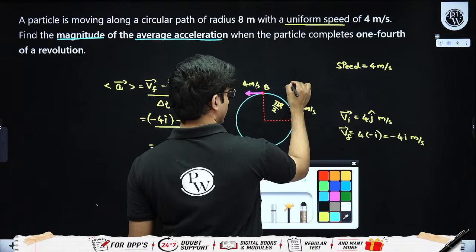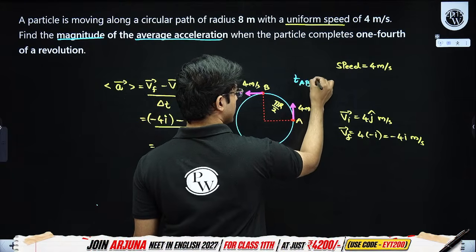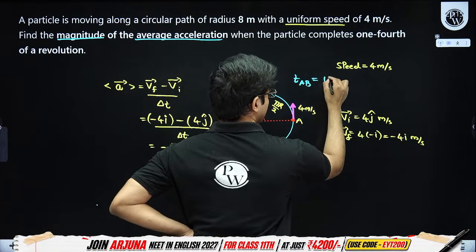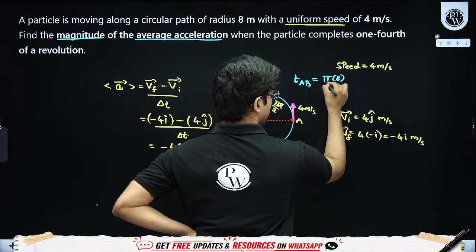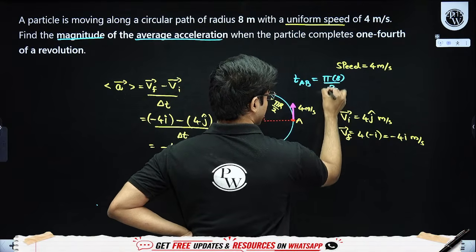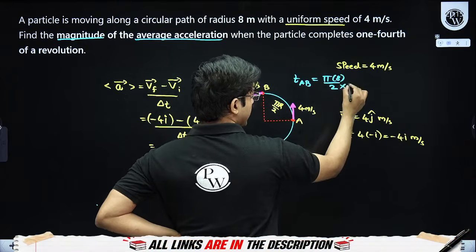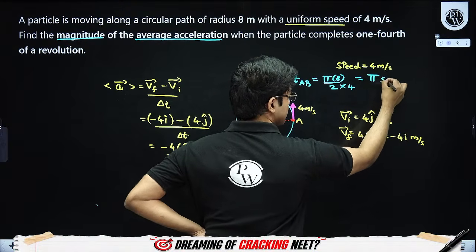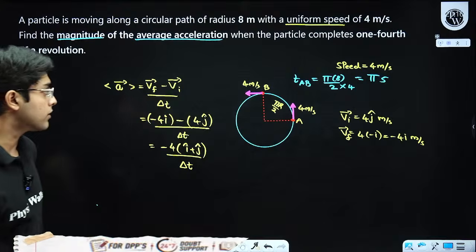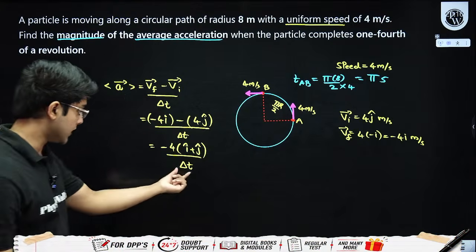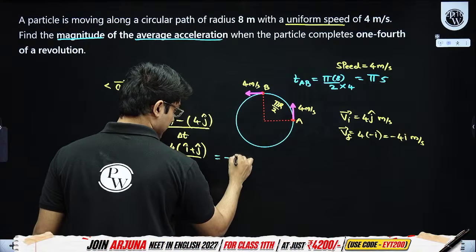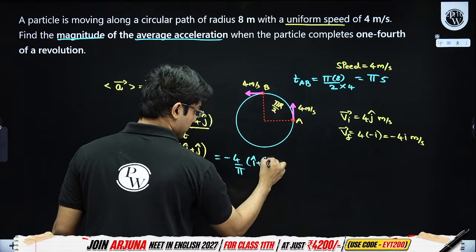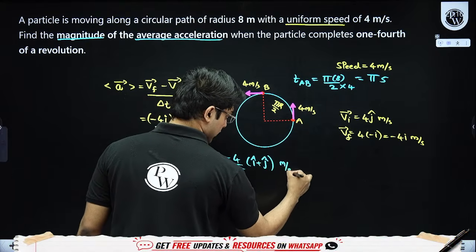So the time to go from A to B is the distance, pi r by 2, with radius 8 meters, so pi into 8 by 2, divided by the speed, which is 4. So this will be pi seconds. It takes pi seconds to go from A to B, so delta t is pi. The answer will be minus 4 divided by pi times (i cap plus j cap). This is the average acceleration vector.